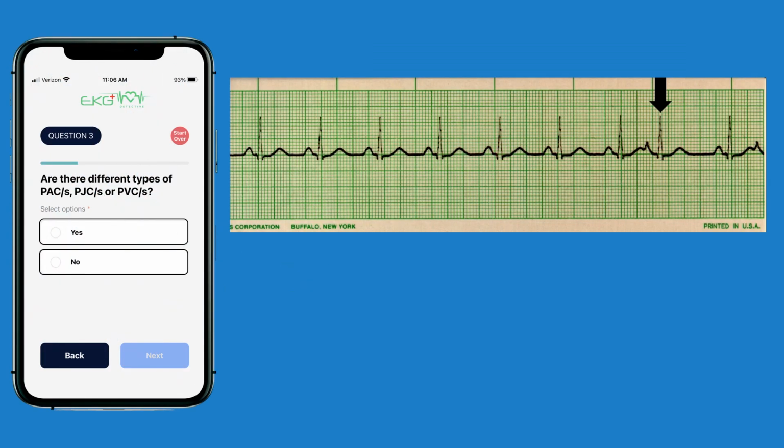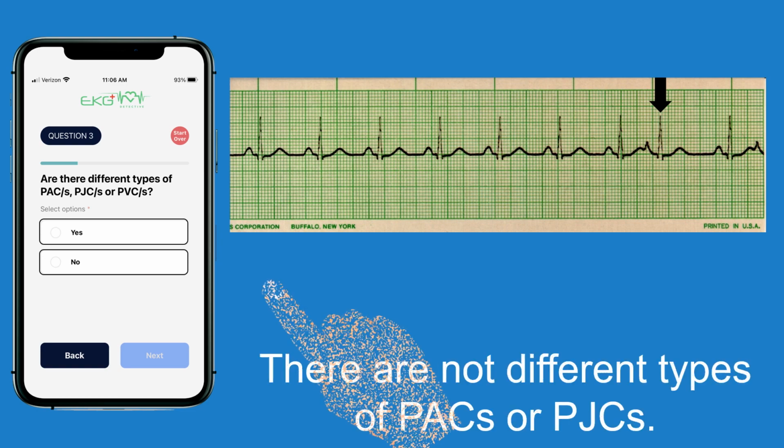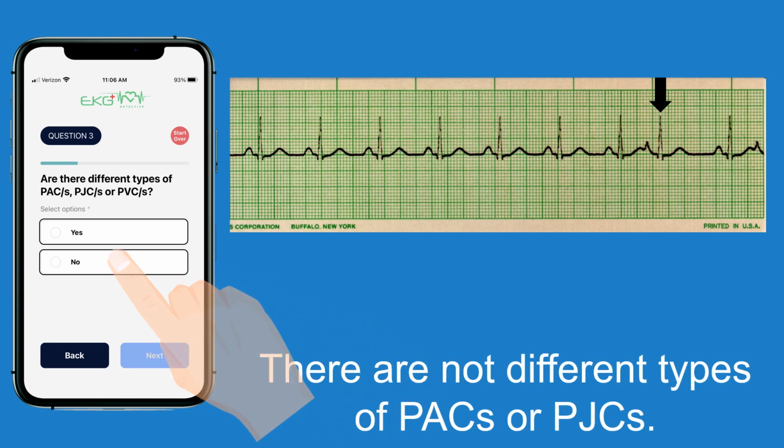The next question that the app is going to ask us is if there are different types of PACs or PJCs. This question is important to determine, if you have multiple ectopic beats, whether or not they're coming from the same location or different locations. Since this ECG only has one ectopic beat, we are going to select no in the app, and then we will hit next to go to the next screen.